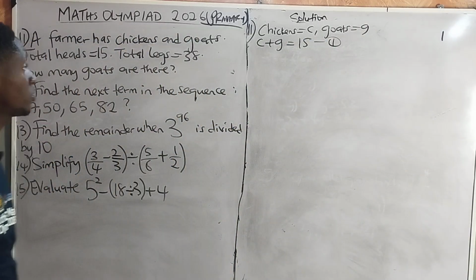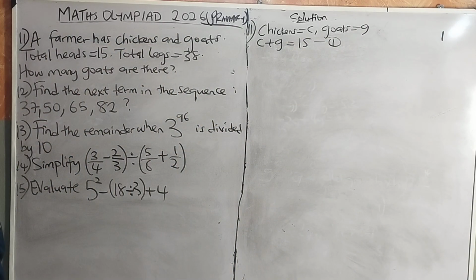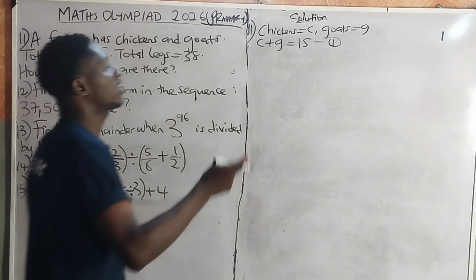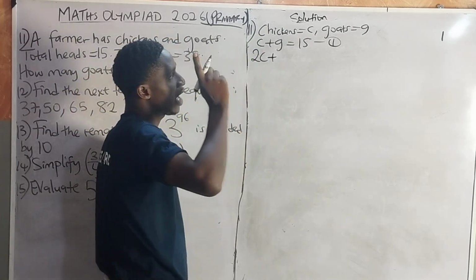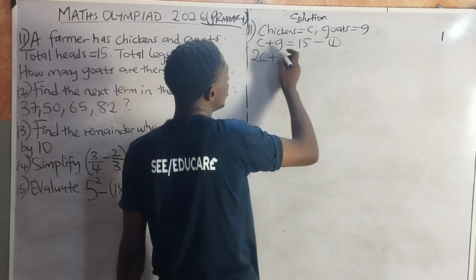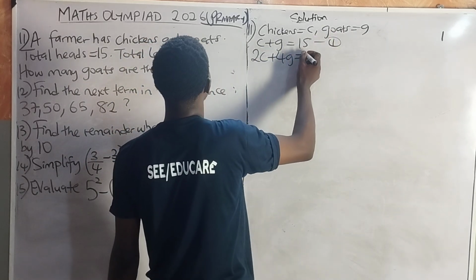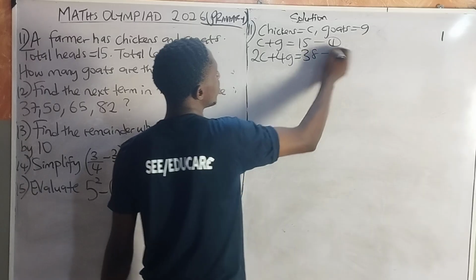I believe by now you know how to solve this. The total legs for the two of them are 38. A chicken has 2 legs, so 2 times C is 2C, plus a goat has 4 legs, 4 times G is 4G, is equal to 38, equation 2.